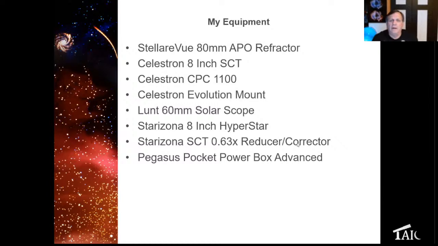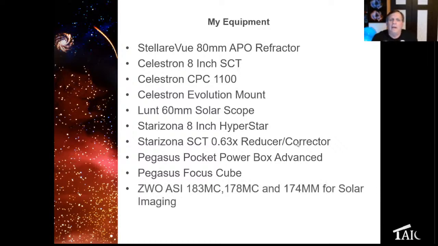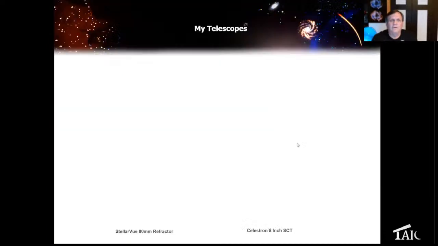I use a Pegasus PowerBox Advance to reduce the amount of cables and for dew heaters. I have the Pegasus FocusCube, which I have not installed yet, but I plan on putting that on the StellarView. The reason I went with Pegasus is because ZWO equipment was hard to get, and the Pegasus equipment was readily available. My CMOS cameras are a 183 one-shot color, a 178 planetary, and a 174 for solar imaging. And then the ZWO automatic focuser.